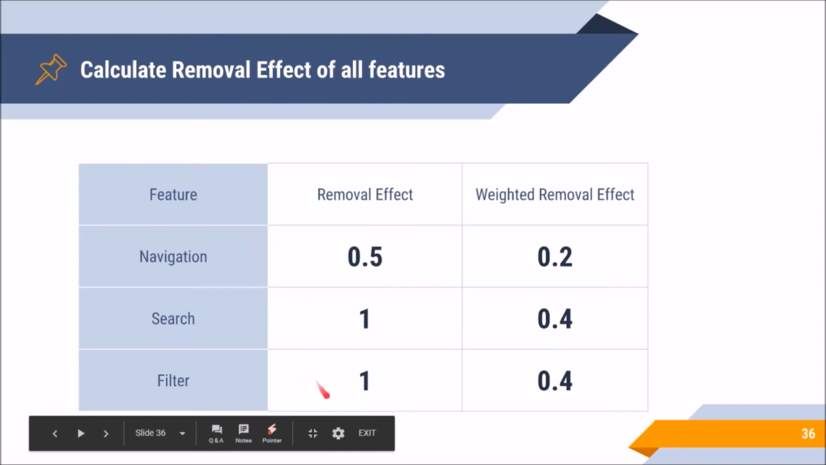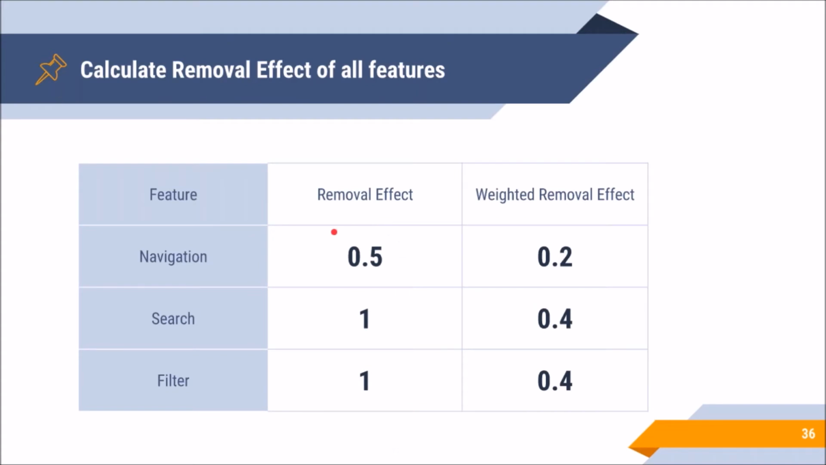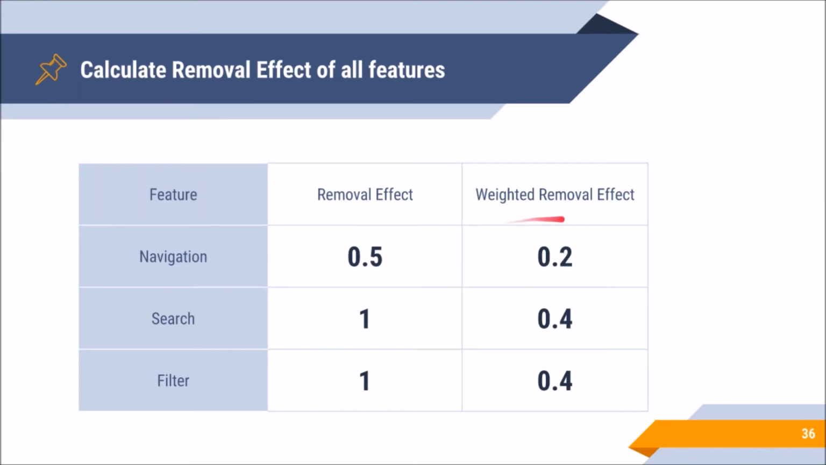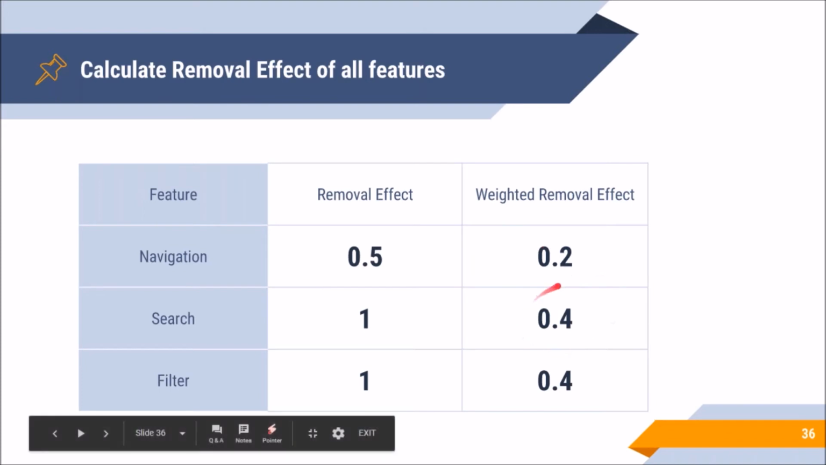But if we look closely at these numbers, they don't sum up to 1. So to bring them onto a scale of 1, we can weight them. By weight, I mean we are going to divide each of these removal effects by the sum of the removal effects of all the features. By doing so, we arrive at these numbers. The weighted removal effect for the navigation feature is 0.2. The weighted removal effect for search is 0.4, and similarly for filter, it is 0.4.